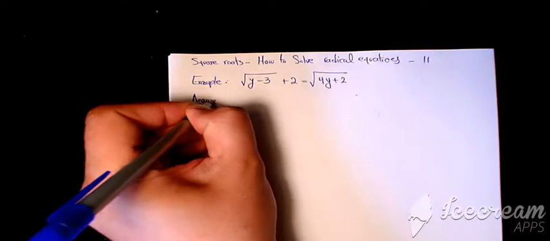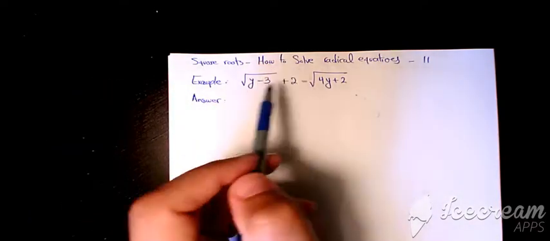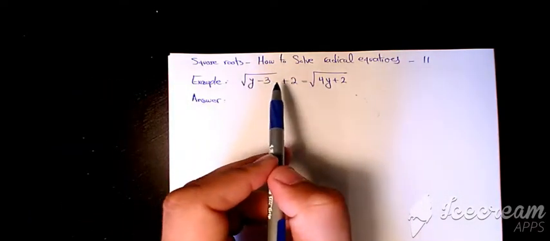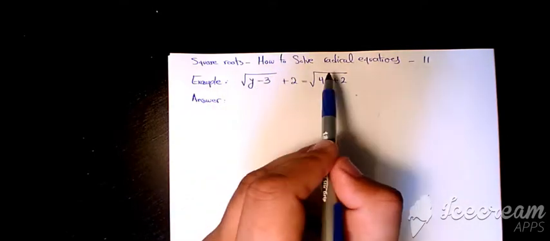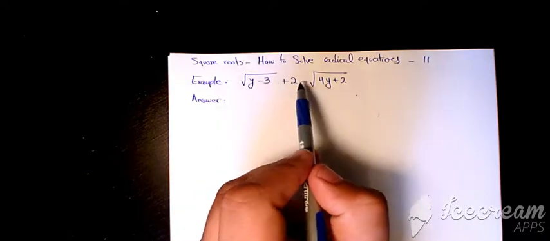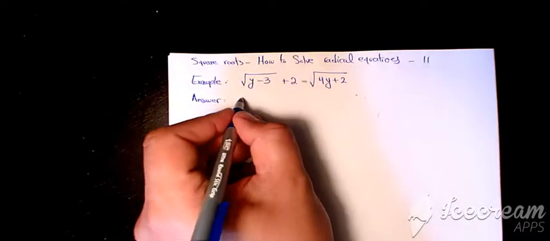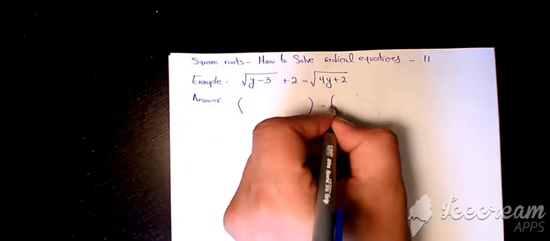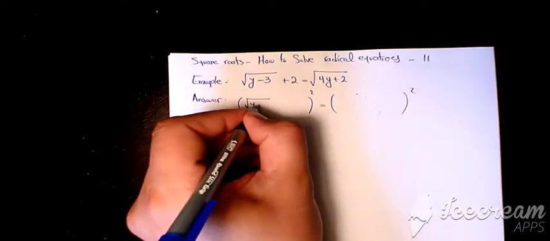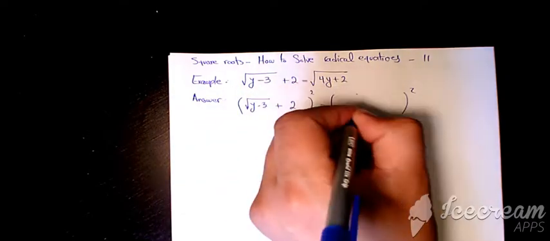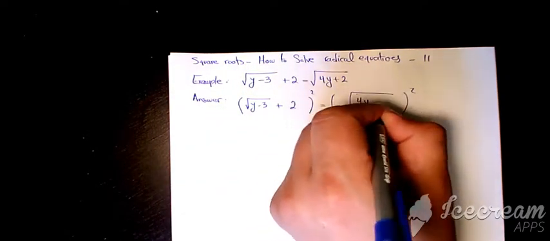In order to find the solution, we need to find the value of y. I need to get rid of this square root. If you want to get rid of the square roots, we need to square the expressions. So I square the right hand side and left hand side. So it's going to be square root of y minus 3 plus 2, and here I have square root of 4y plus 2.